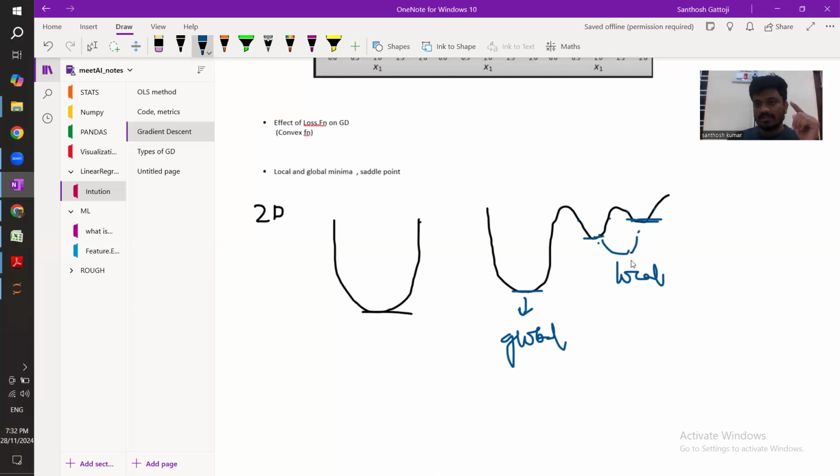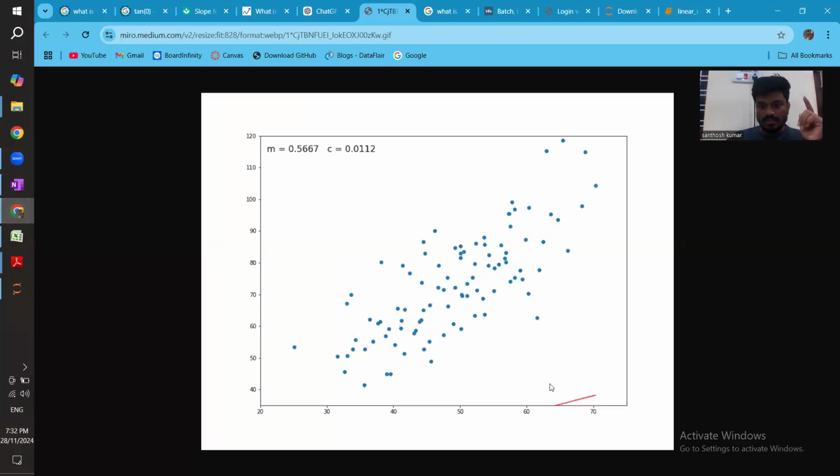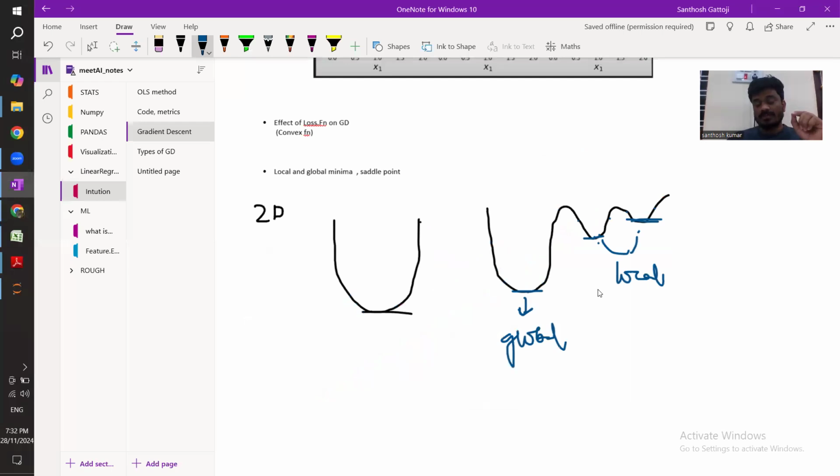Now, if you think about it, the first step in gradient descent is that we start with some random values of M and B, because I don't know where to start. Somewhere I need to start. Same thing over here also: the line started from somewhere, which means it has some value of M and B. It is a random value, so it's called random initialization. The way it gets randomly initialized also has an effect on whether it reaches the global minima or a local minima.